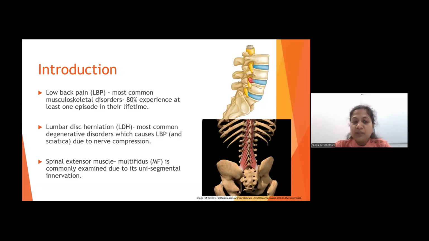So if you can follow the picture, how the disc herniation causes the nerve compression, and this is the multifidus muscle that will be affected. These are short segment muscles, so they'll have a single segment innervation, single spinal root innervation. So any nerve compression or injury directly affects the muscle.